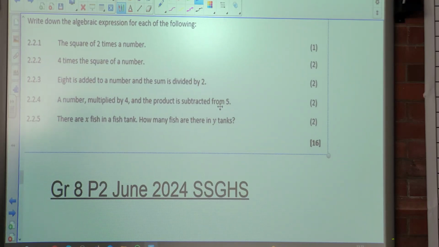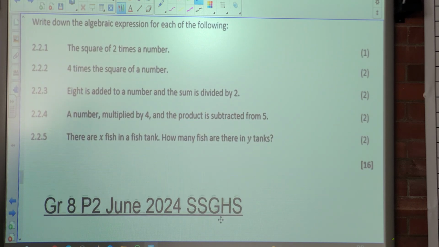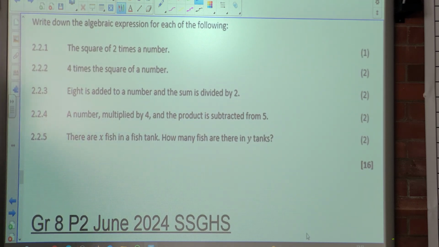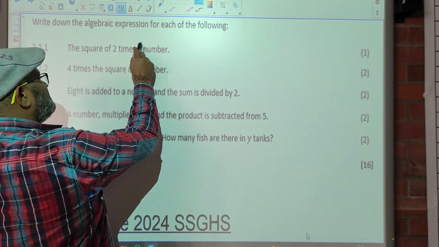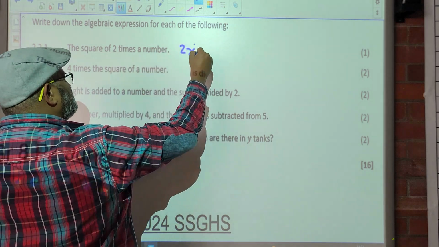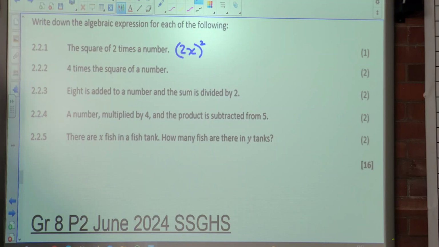2.2. Question says write down an algebraic expression for each of the following. The square of 2 times a number. The square of, so 2 times a number, squared. I'm just going to make the number x. You could have made it any other variable.